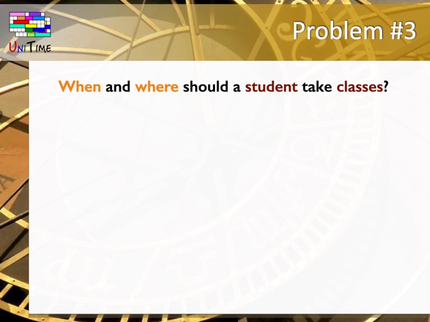The third problem from academic scheduling is when and where should a student go to take his or her classes? UniTime's solution to this problem is the student scheduling module. This module produces an individual schedule of classes for every single student. To decide which student should go into which class, UniTime needs the following inputs.